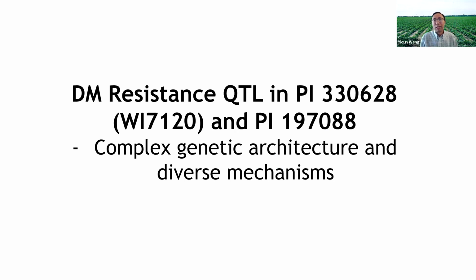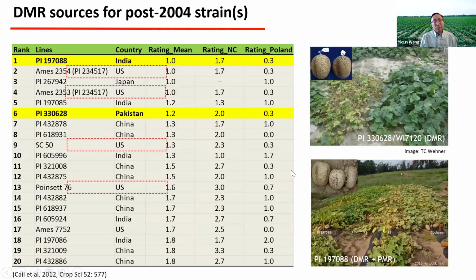Next time we talk about the QTL mapping studies in 2 PI lines. Upon large-scale screening using the 2 new strains, the 2 PI lines, PI 197088 and 330628, showed high resistance, but commercially they're not acceptable because of very wide linkage drag. 33068, also called 7120WI, only has downy mildew resistance, but the 7088 has both downy mildew and powdery mildew resistance.